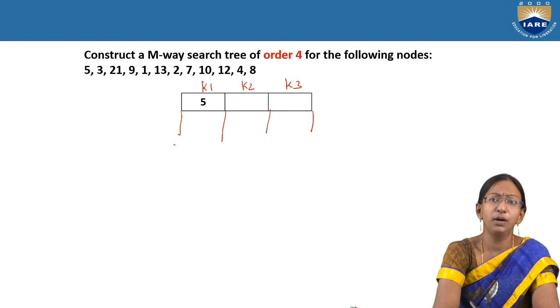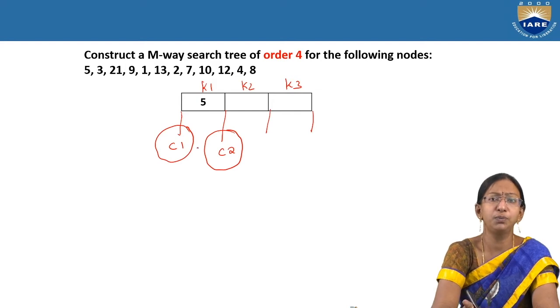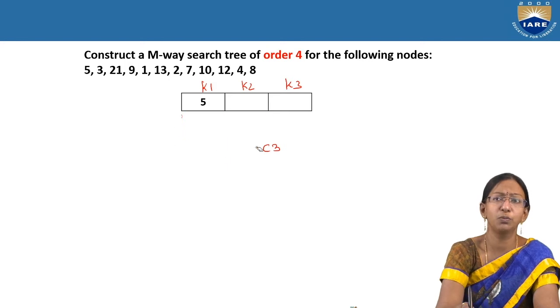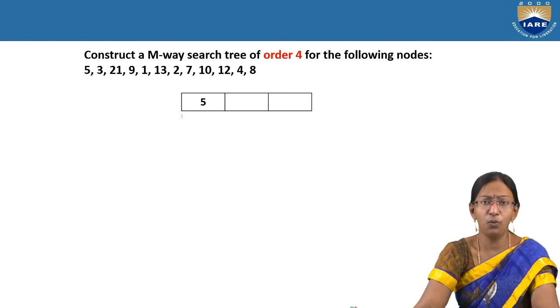Okay, then what about the nature of children C1? They'll have values less than K1. What about the nature of children C2? They have values between K1 and K2. Coming to children C3, they have values between K2 and K3. The nature of children C4 is they'll have values higher than K3. Please remember these points while inserting the data. And the basic point is that in each and every node, all the key values will be in ascending order.